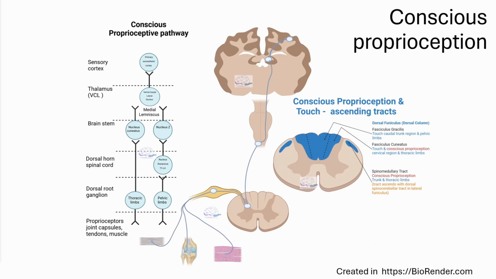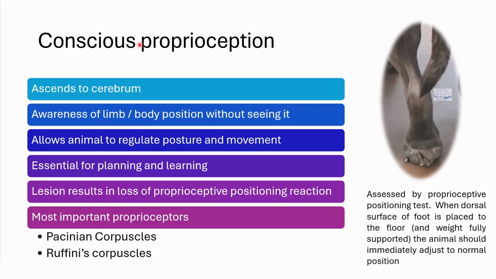The sort of deficits that you have from conscious proprioception, the most easily recognizable one is a failure to place your joints correctly, especially the distal joints, and this is assessed by the proprioceptive positioning test. So when the dorsal surface of the foot is placed to the floor and the weight is fully supported, the animal should immediately adjust to a normal position.